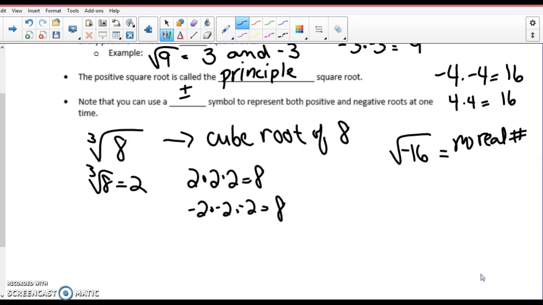That's where you start learning about the imaginary number i, but that's an Algebra 2 topic. We're not even going to worry about that. You cannot take the square root of negative 16. It doesn't make sense because a number times itself is not going to give you a negative. Now, what if I gave you this?